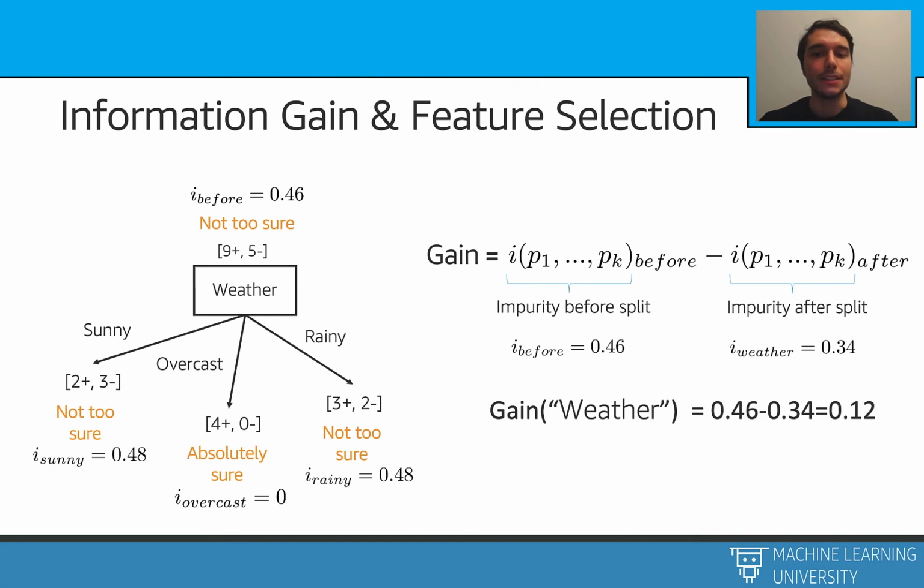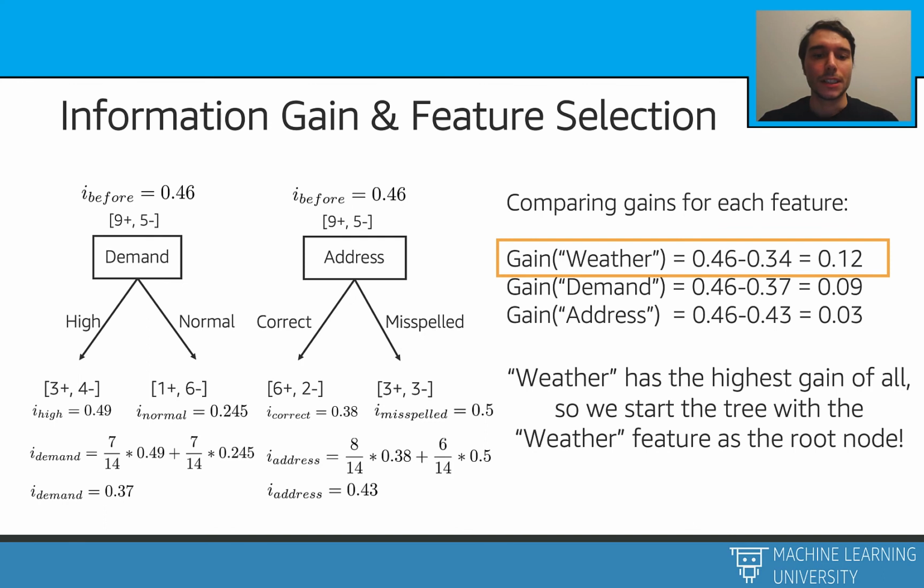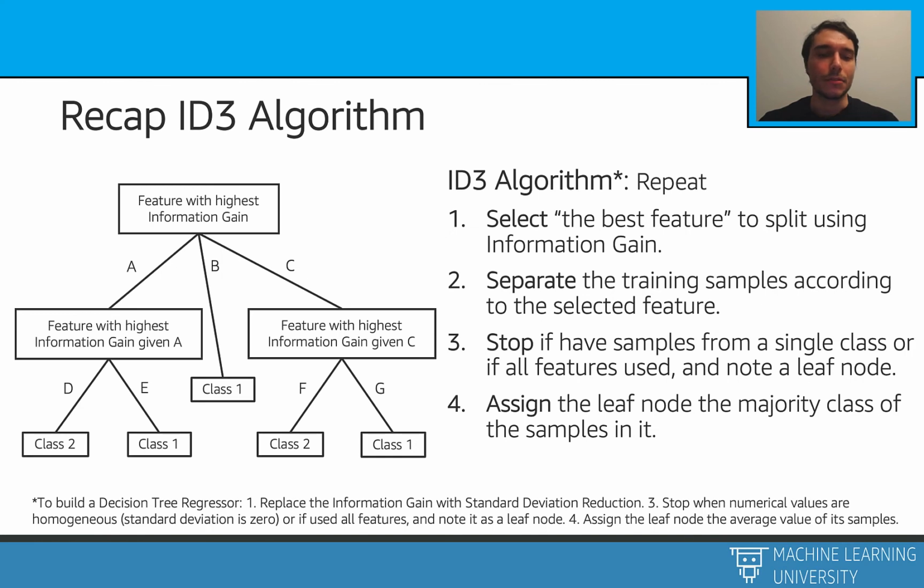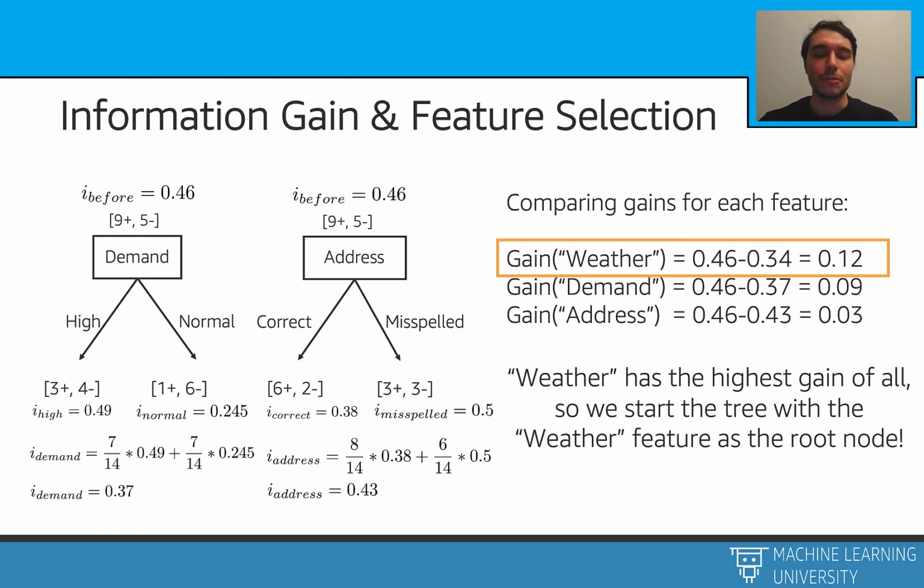And let's calculate the gain. Impurity before the split, impurity after the split. This gives me 0.12 gain. Similarly, I'll do that for the other features. For the demand and address, I make these calculations and I look at the information gain. And overall, I make my selection based on the highest number of gain. And it comes from this weather feature, and that's the feature that I will be choosing. And for that reason, in our tree, weather is the root node.